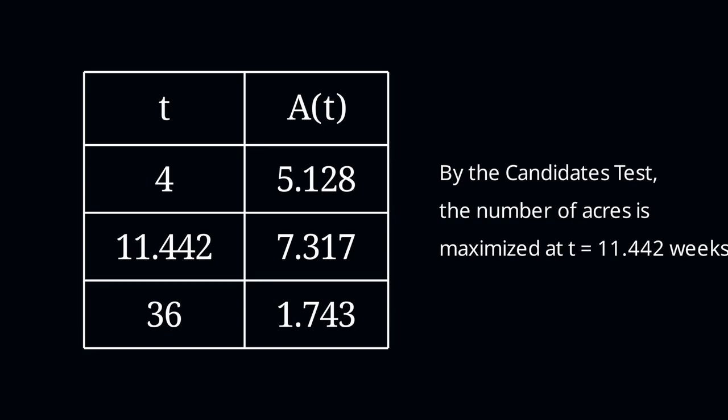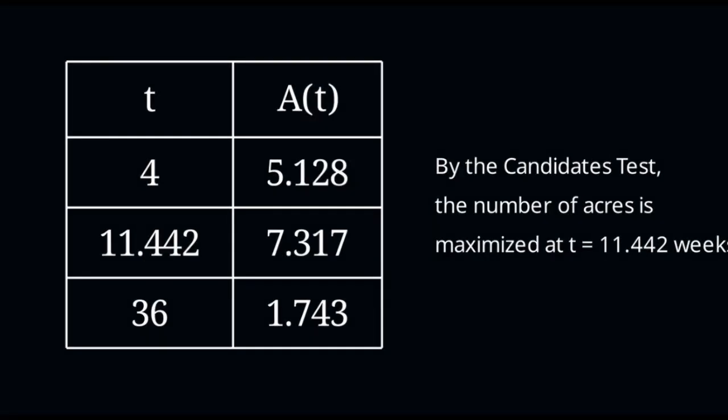Finally, part D introduces a new model of a of t, for t greater than or equal to 4. Now, to find the absolute maximum, we find the derivative a prime of t, then locate our critical points where the derivative is 0, and then test those against our endpoints 4 and 36 to justify our answer.